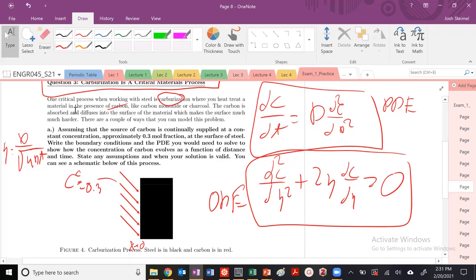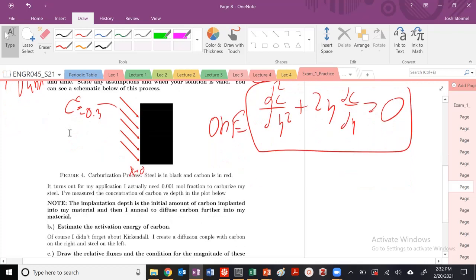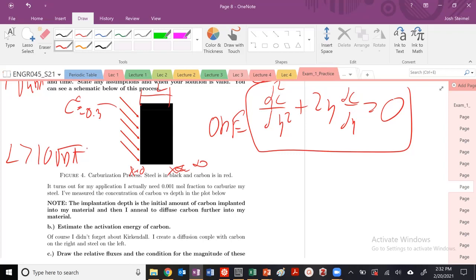So we want to state our boundary conditions as a function of our ODE. I'm going to assume that the steel is relatively large, so I'm going to assume this is infinite, so x here is equal to infinity. Now, I can only invoke this assumption if this length, L, is greater than 10 square root of Dt. So assuming a diffusivity of carbon, these are the times when this solution is going to be valid.